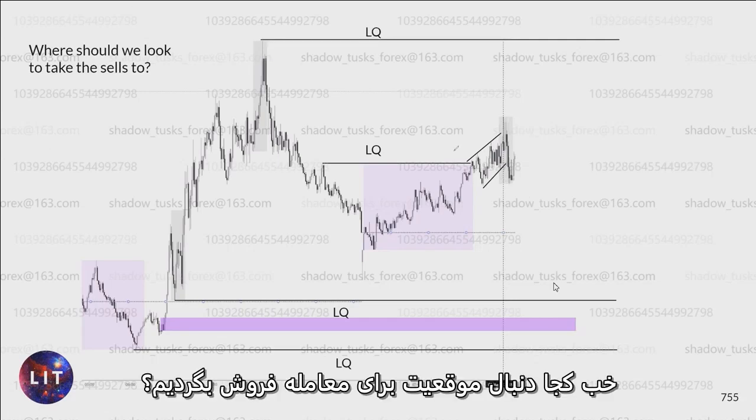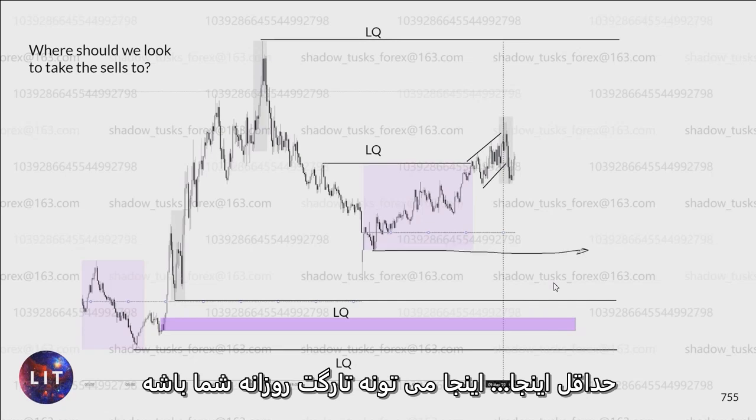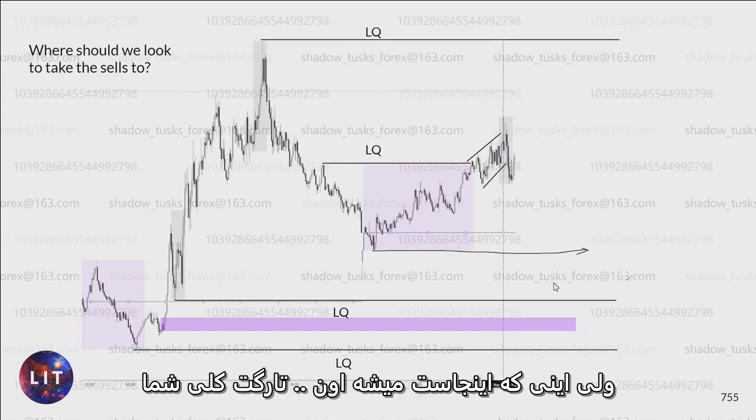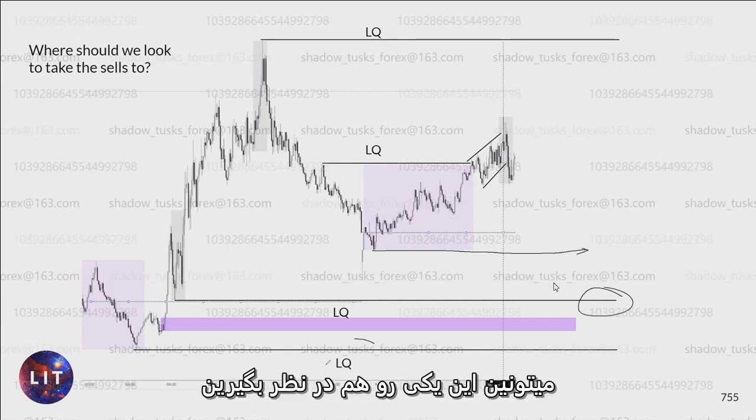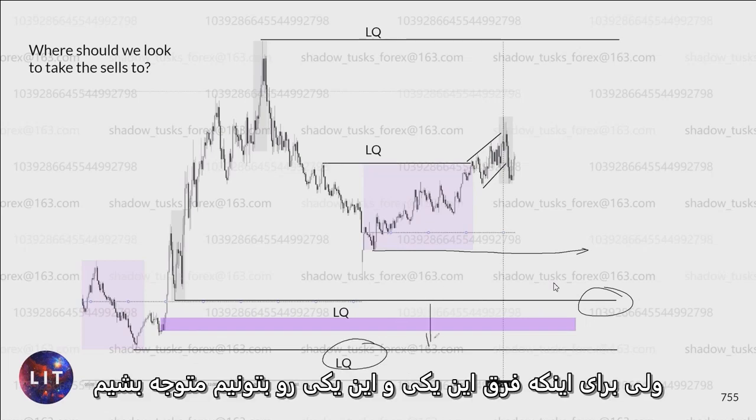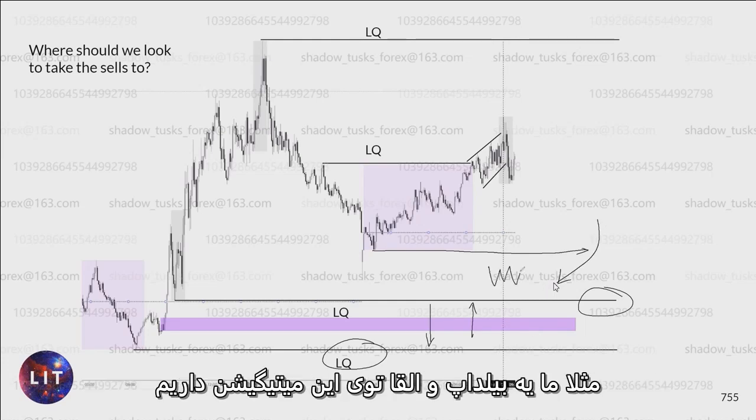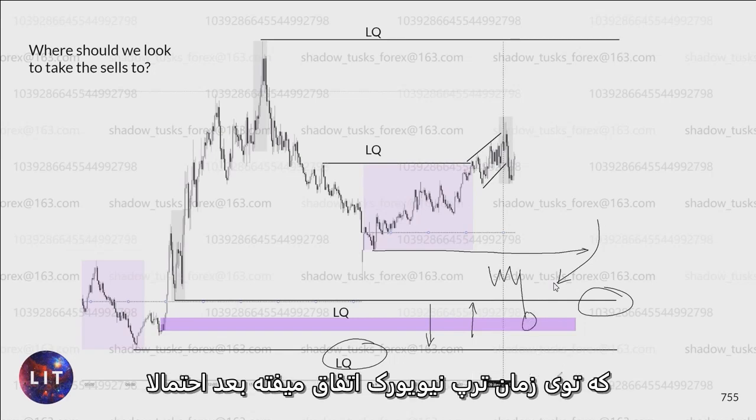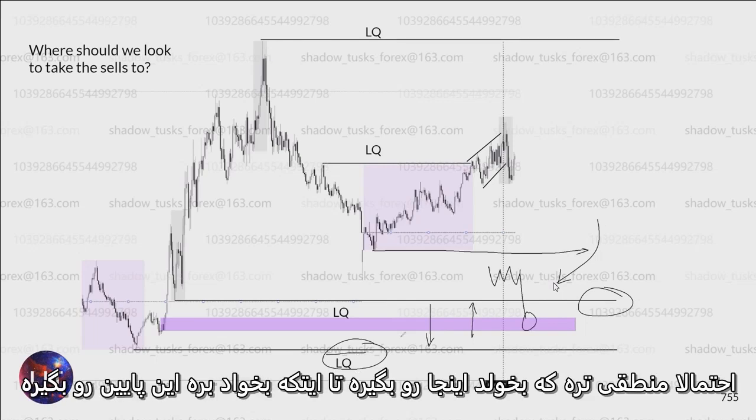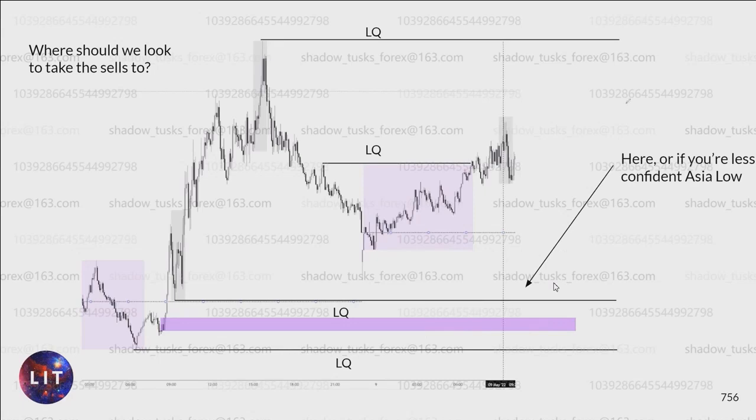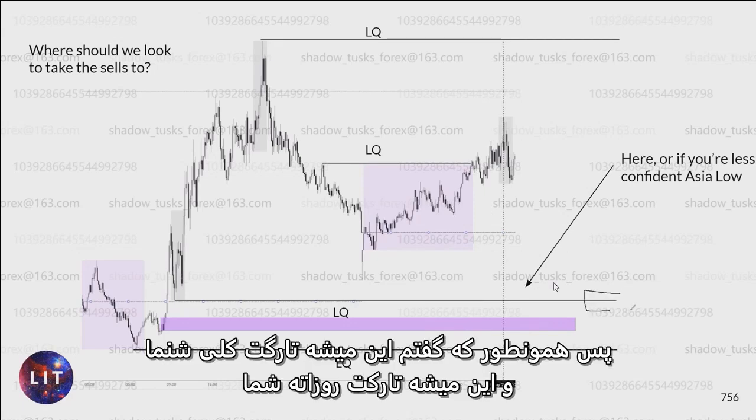So where should we look to take the sells to? Well, at least here, this would be considered your intraday target, but this right here would be your overall target. You could do this one as well, but to differentiate between picking this one versus picking this one, we'll use our timing confluence and our other confluences. For example, if we have a build up inducement into this mitigation and it happens within New York trap time, then it probably makes more sense to take it out here than it would to take it out down here. So let's keep going. Exactly. So this is, like I said, your overall target, and this would be your intraday target.